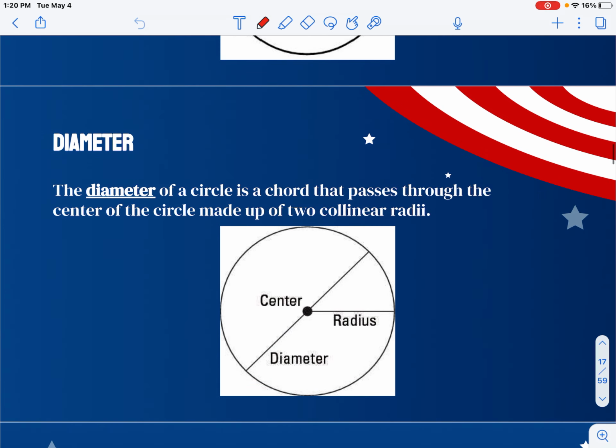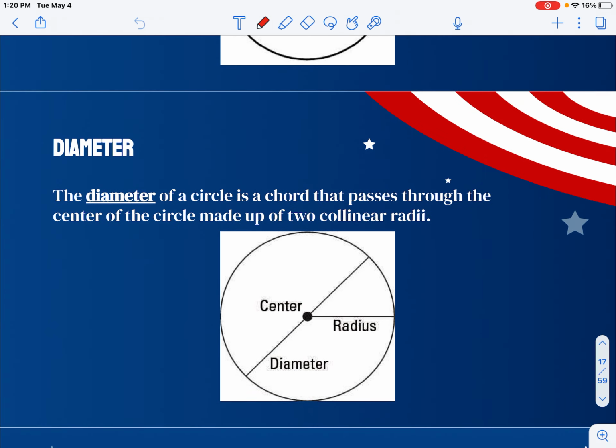And then the diameter is basically two radii, we would say radii, in a straight line. It's basically two radii put together. A diameter always has to pass through the center of a circle also. So a diameter is a special type of chord, because a diameter starts and ends at the edge of a circle, and every chord starts at one end of the circle and goes to the other end.